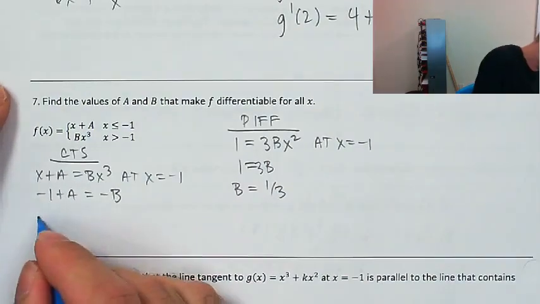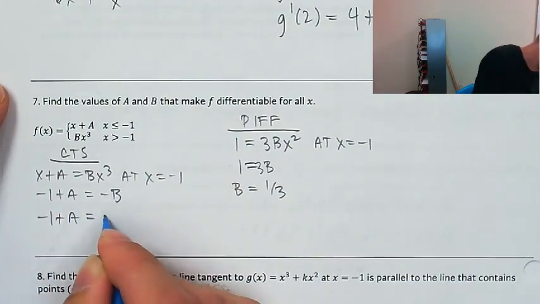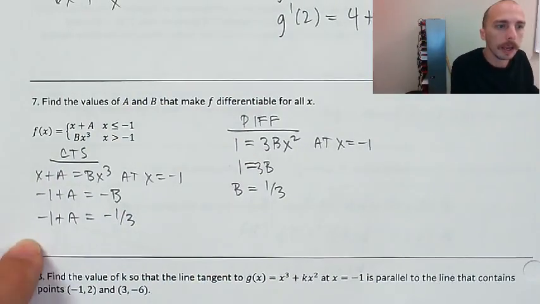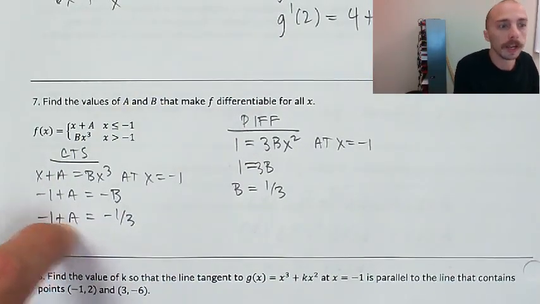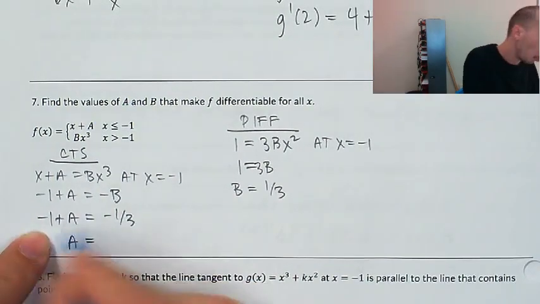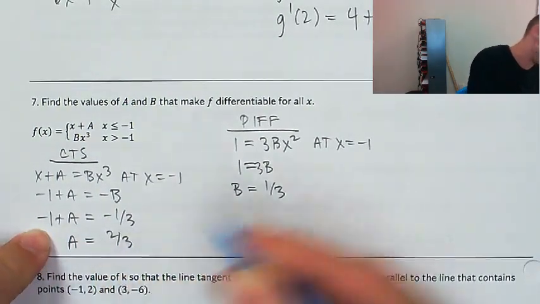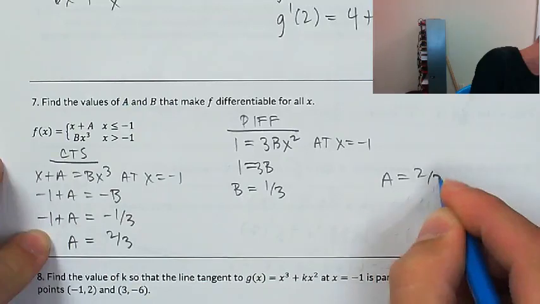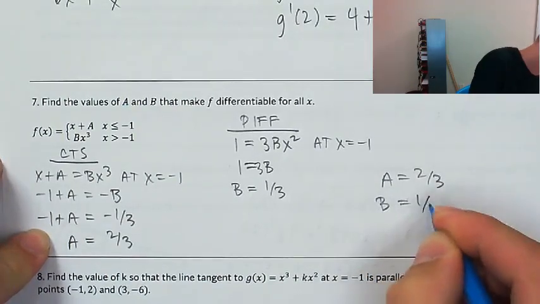Okay. Then negative 1 plus a equals negative 1/3. And I'm going to solve for a by adding 1 to both sides. Okay, so if I have 1 minus 1/3, that would be 2/3. And so I see that a is going to need to equal 2/3, and b is going to need to equal 1/3.